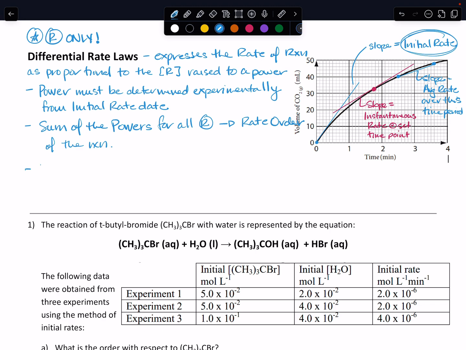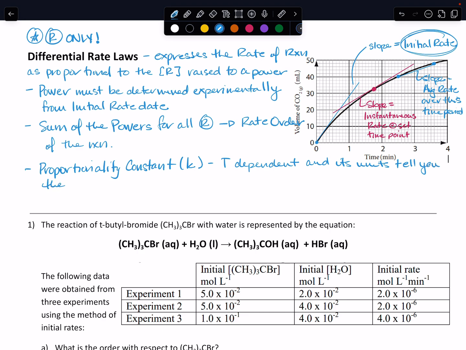There's also in these rate laws included what's called a proportionality constant, which is represented by a lowercase k. This is temperature dependent. So if you change temperatures, the k value will change. So you'll need to recalculate it at a different temperature. And its units can tell you the overall reaction order. And we'll talk about that a little bit at the end.